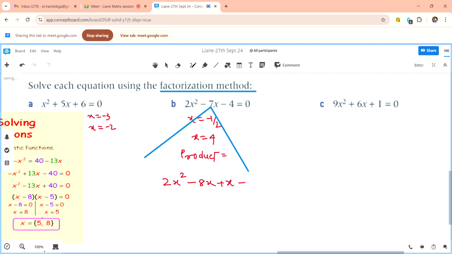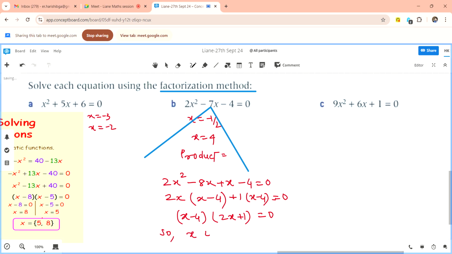Okay, so that's right. It's 2x squared plus x minus 8x minus 4 equal to 0, and we can take the common from the first two terms, which is 2x times x minus 4. We can take common from the last two terms, which is just 1, so it will be just x minus 4 in the bracket, and we have x minus 4 times 2x plus 1.